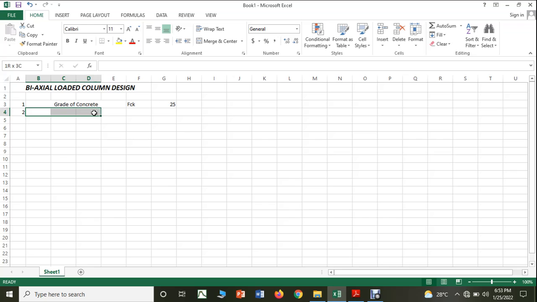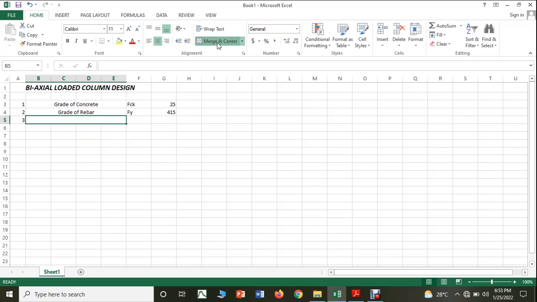The second step, after the grade of concrete, is the grade of steel. Instead of saying steel, I can give rebar. I am going to represent it as Fy, and let us give it as 415 Newton per mm square. That is nothing but your grade of rebar.